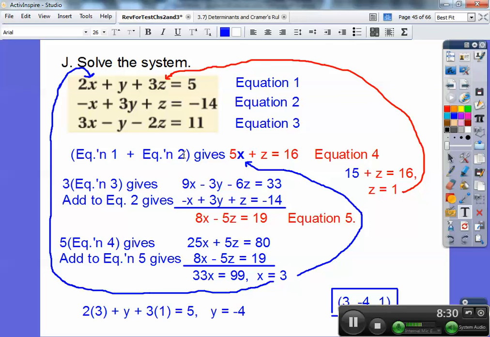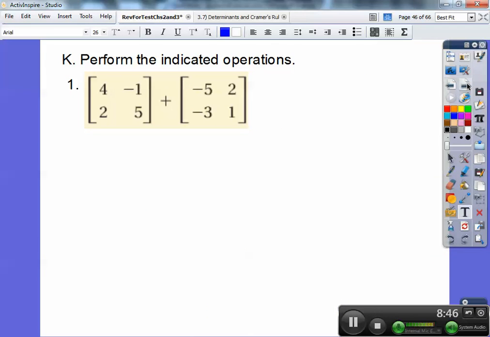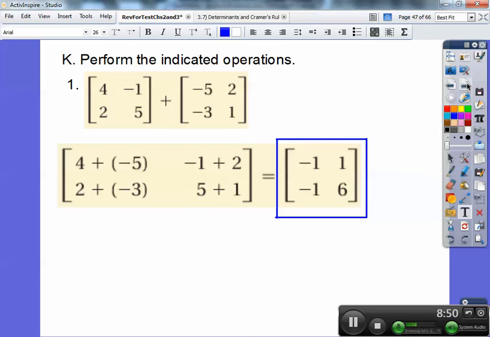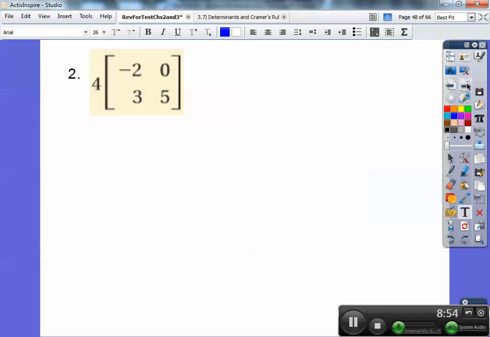All right, and then so I get that final equation. It looks like x equals 3, y equals -4, and z equals 1, so 3, -4, 1, okay? All right, and then so this is easy enough. So perform the indicated operation. So we just add all those guys, and you get that as your answer right there. Okay, that's pretty easy.